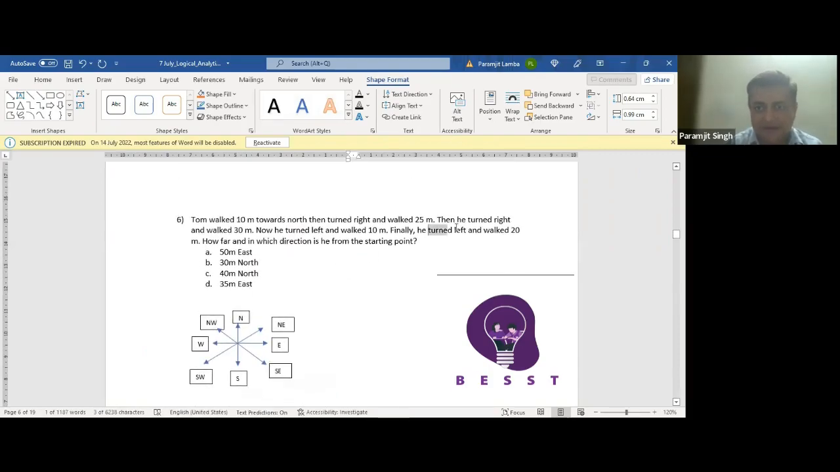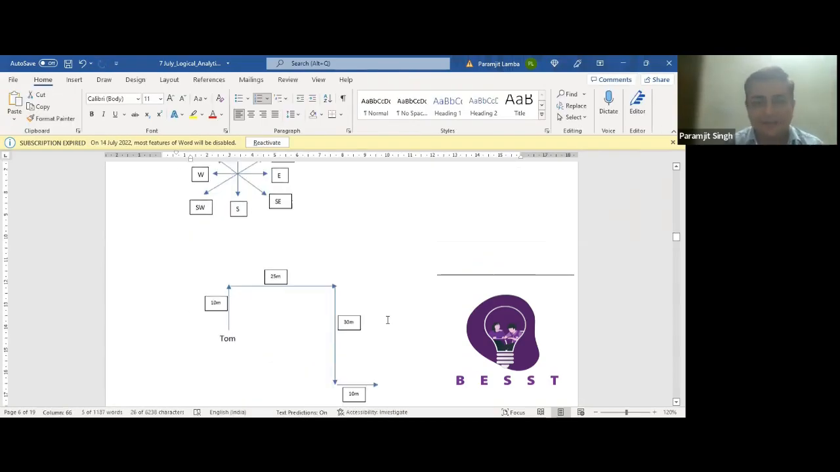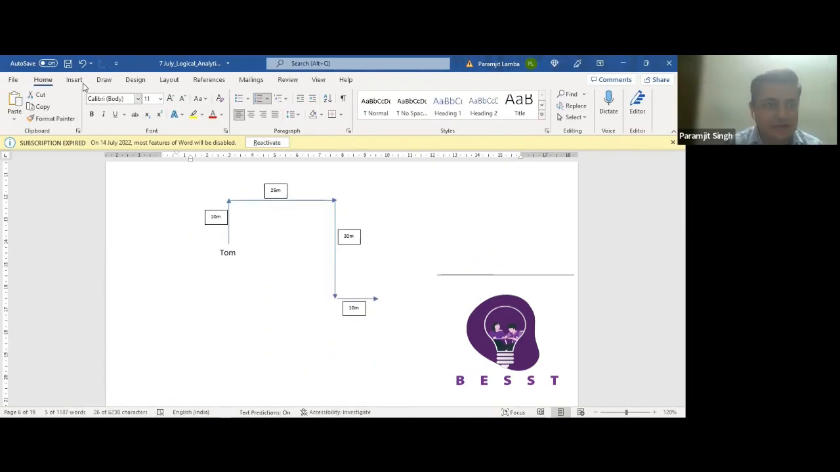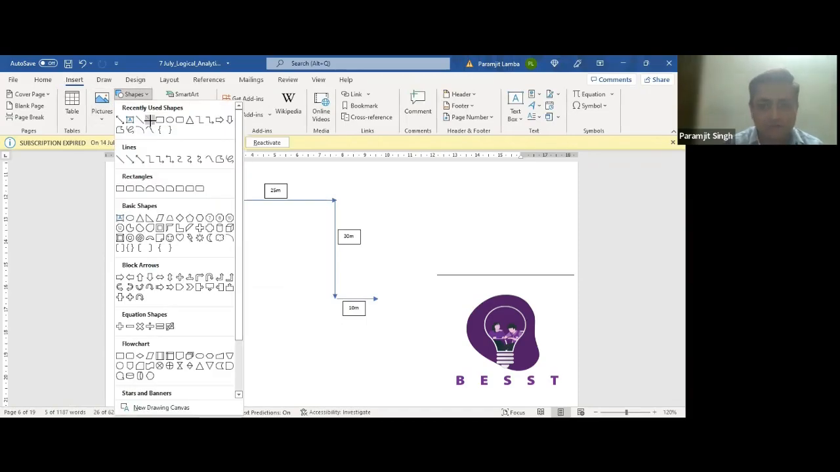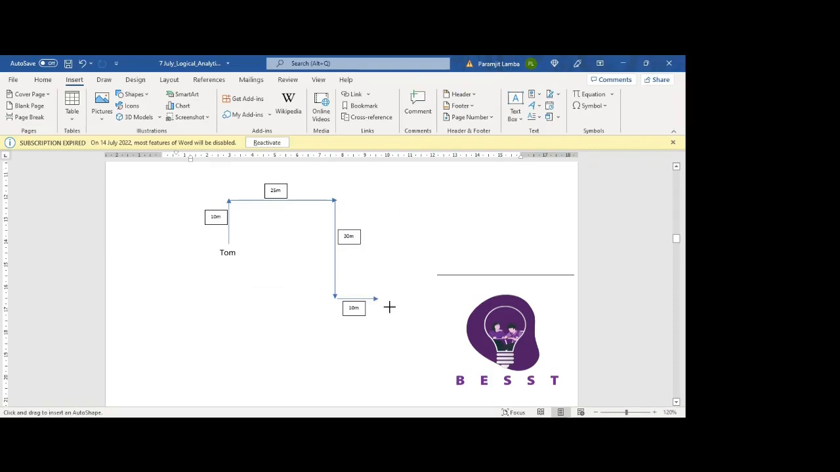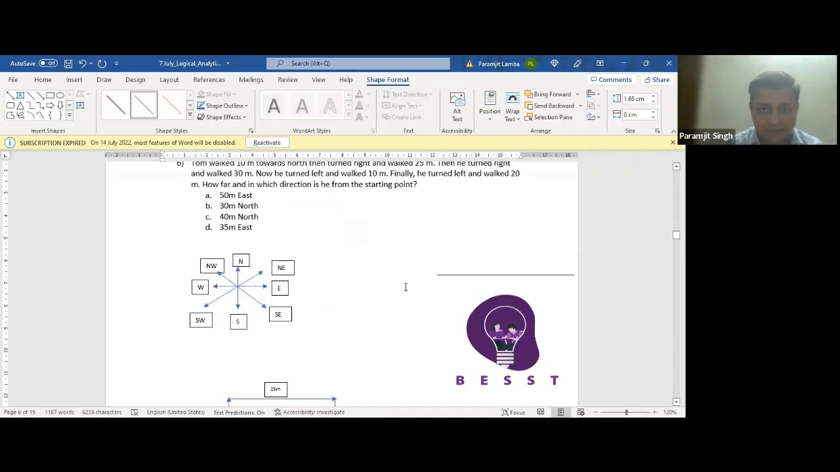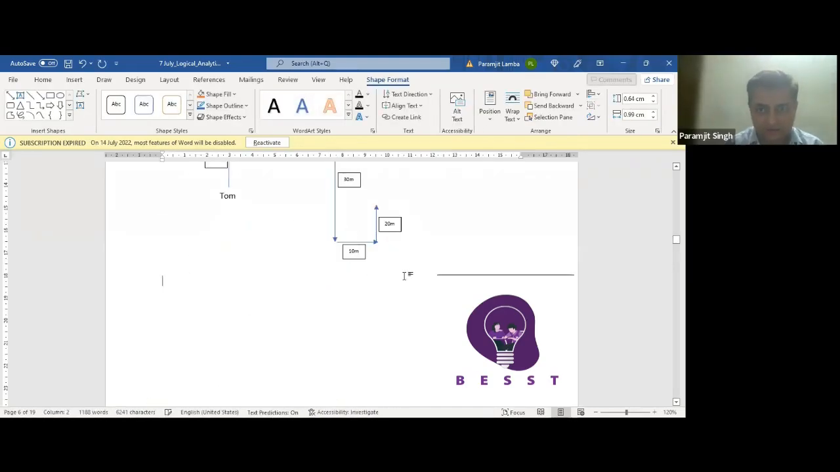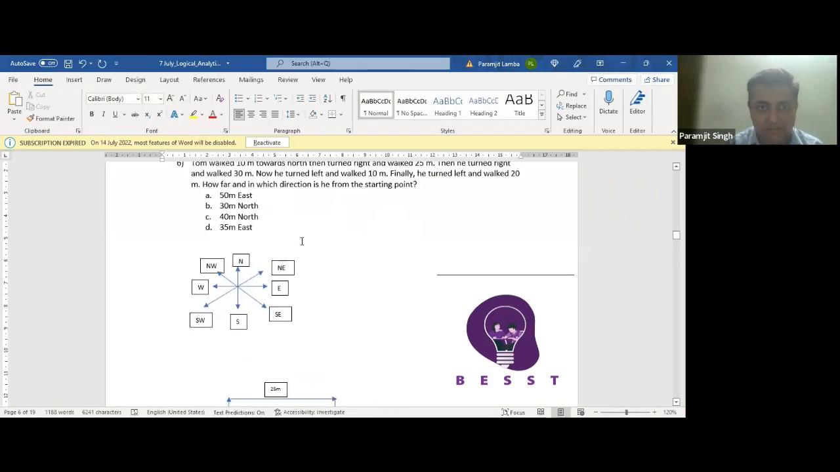Then what happened? Finally, he turned left and walked 20 meters. Now, which direction should I draw the arrow in? Should I draw the arrow here or here? Down or up? He turned left. So upward direction. Correct. So he's turned left and he's walking how much? 20 meters. Good. Finally, his journey comes to an end point.